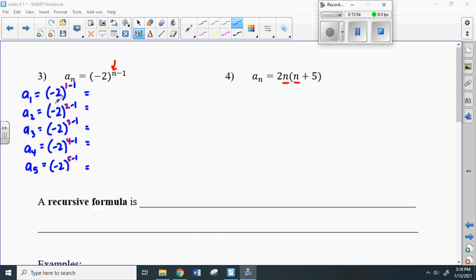Okay, so I have this first one set up here. I wrote down A1, A2, A3, A4, A5, and then I copied the formula, but every time I saw an n, I plugged in a 1, then a 2, 3, 4, 5. So now I just have to work them out.